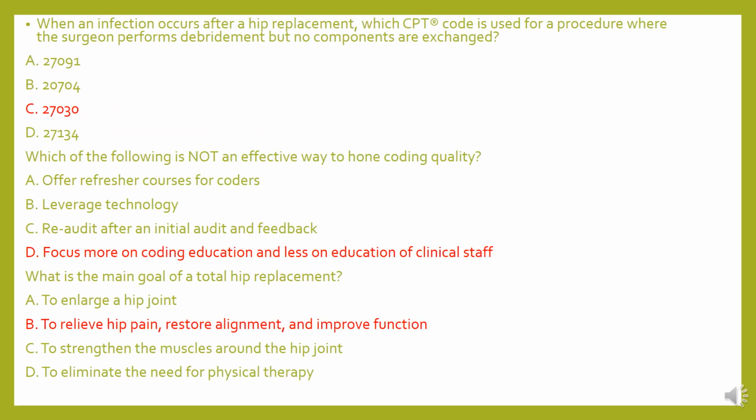When an infection occurs after hip replacement, which CPT code is used for a procedure where the surgeon performs debridement but no components are exchanged? A. 27091, B. 20704, C. 27030, D. 27134.